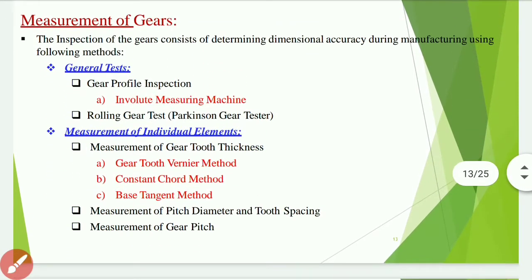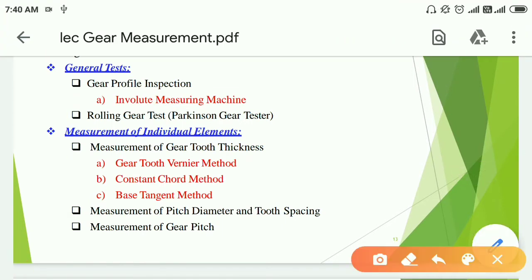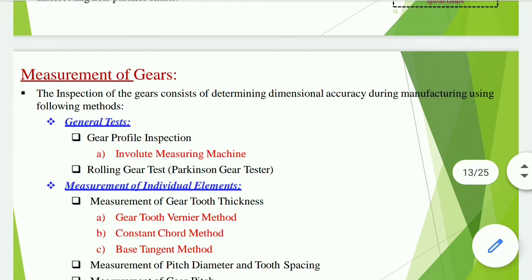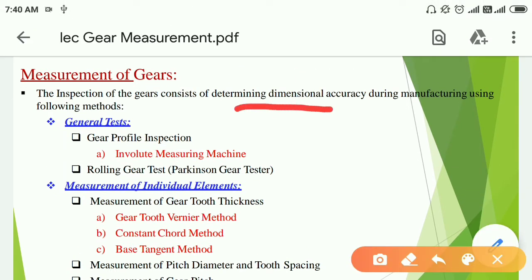Next slide is regarding measurements of gears. The inspection of the gear consists of determining dimensional accuracy during manufacturing using the following methods. First is the general test, in which gear profile inspection, involute measuring machine, and other is the rolling gear test, that is a Parkinson gear tester.